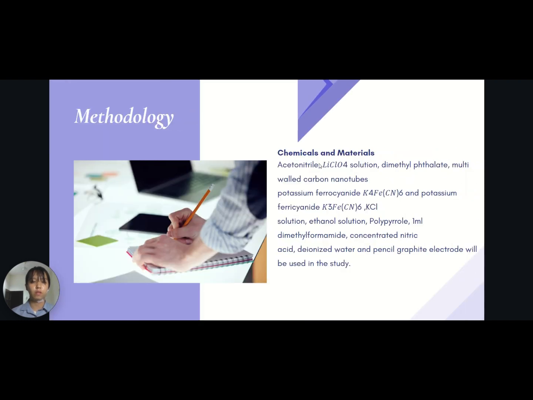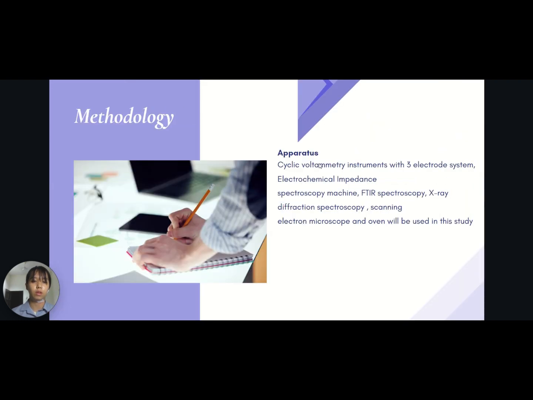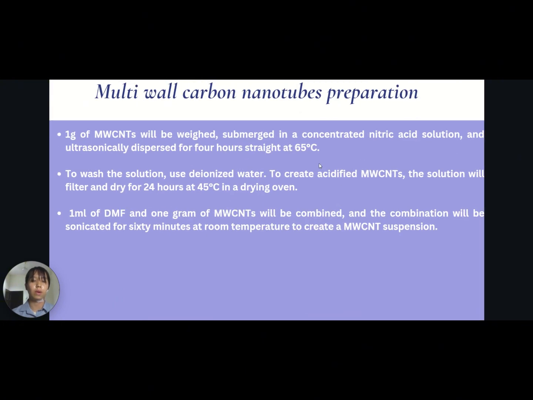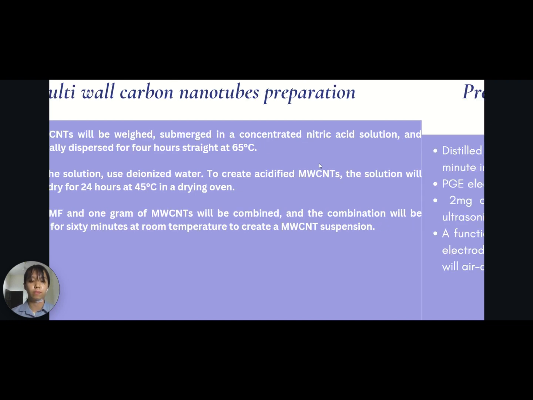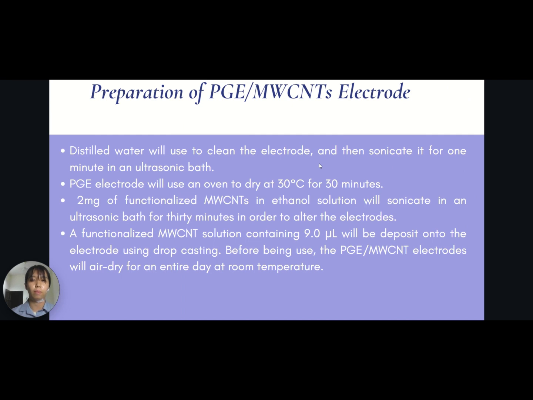Methodology. This is the list of the chemicals and materials. Next we have the apparatus. It's the multi-wall carbon nanotube preparation. This nanotube is to enhance the conductivity of the electrode. So we use 1 gram of MWCNT, after which we weigh, submerge, wash, and after that we get the suspension.